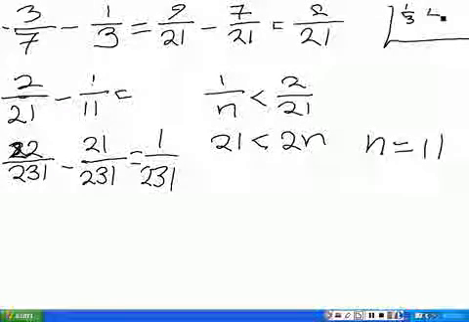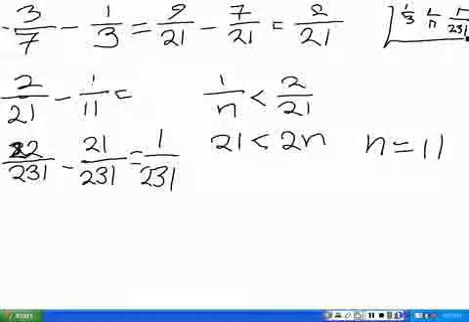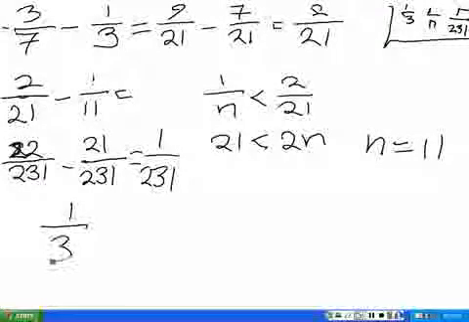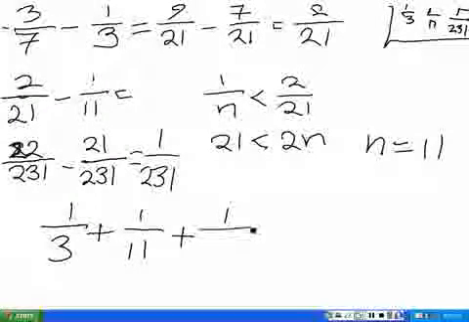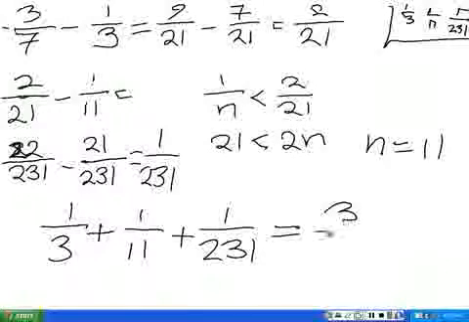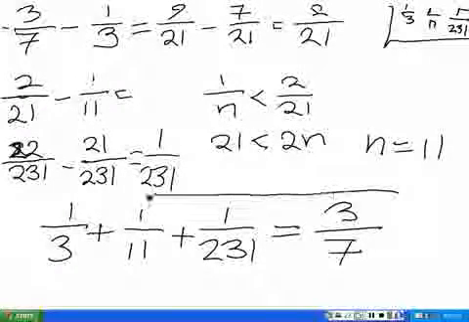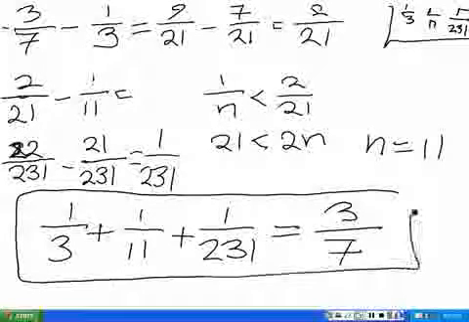So the first number we had was 1/3, then 1/11, then 1 over 231. So 1/3 plus 1/11 plus 1 over 231 is the expression that we get for 3/7 as a sum of unit fractions. This is using Sylvester's method, which is a nice, easy method to use.